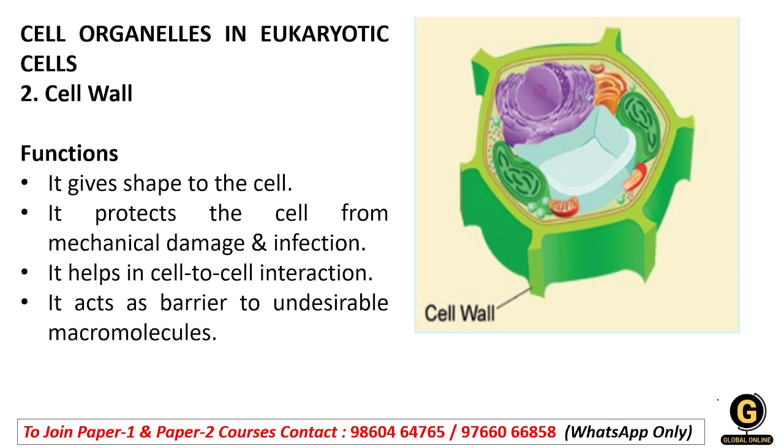Next is the functions of the cell wall. What is the function? It gives shape to the cell. It protects the cell from mechanical damage and infection. It helps in cell to cell interaction. It acts as a barrier to the undesirable macromolecules. Yes, so these are the functions of the cell wall. It gives shape. Yes, it gives shape.